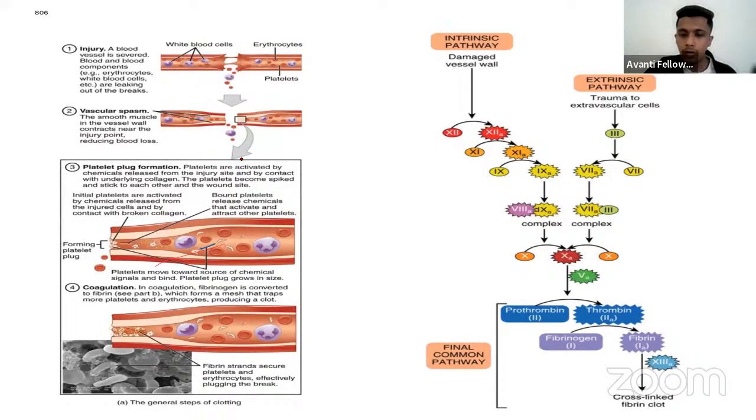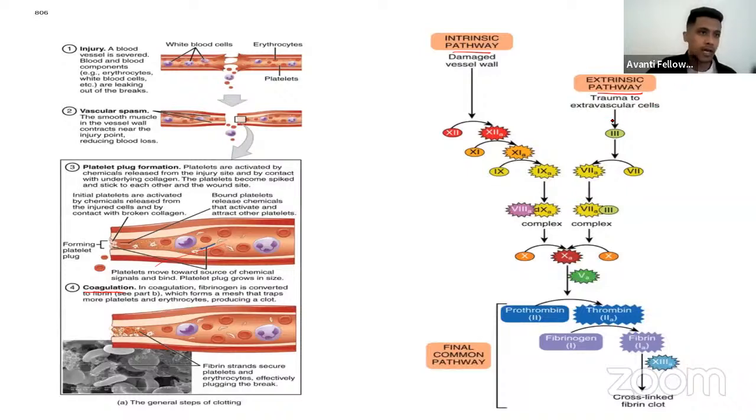The first one was your blood vessels, which would constrict and then move backward. That is called vascular spasm. The second one was platelet plug formation, and the final process is called coagulation. In coagulation, I told you that there are two important pathways, the intrinsic pathway and the extrinsic pathway, correct? Both these pathways involve around 13 factors, which are called clotting factors.